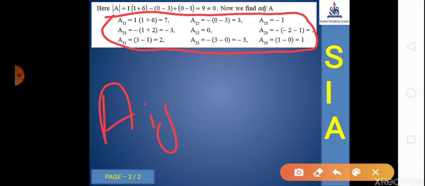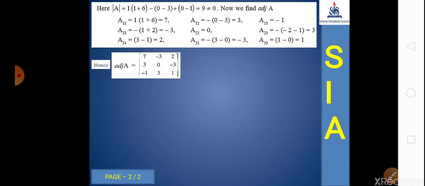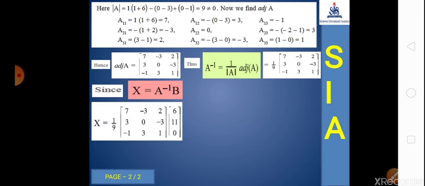A of ij equals minus 1 raised to i plus j into M of ij. These all values I operate one by one, a11 to a33, and put down in the form of adjoint, making that transpose. So after transpose I declare the adjoint form, and the formula A inverse equals 1 upon determinant A into adjoint A. Now putting in the values, you go directly to X equals A inverse B. X is ready, A inverse is ready, and B is already known, you take 6, 11, 0.